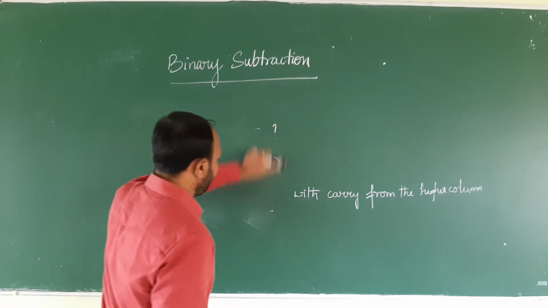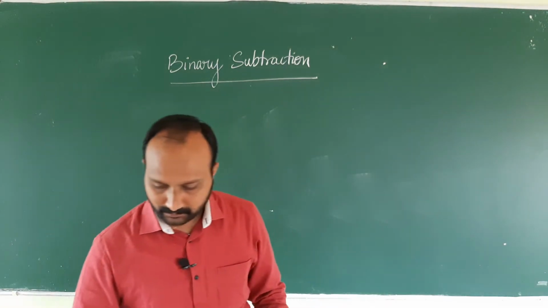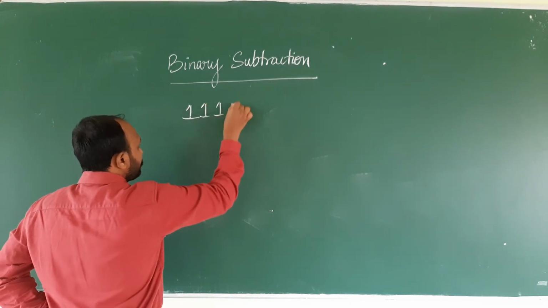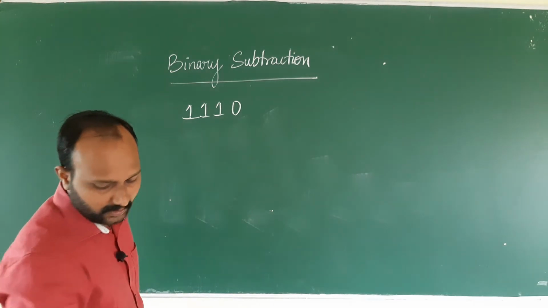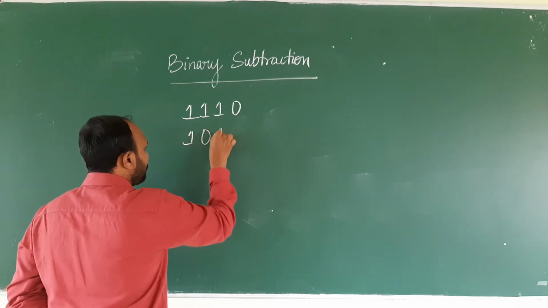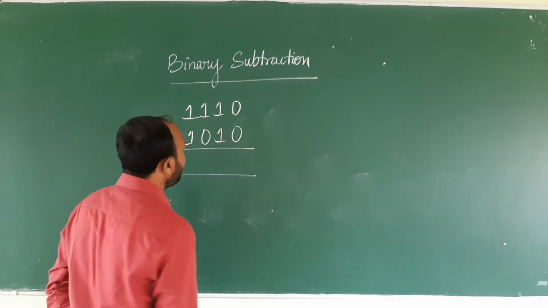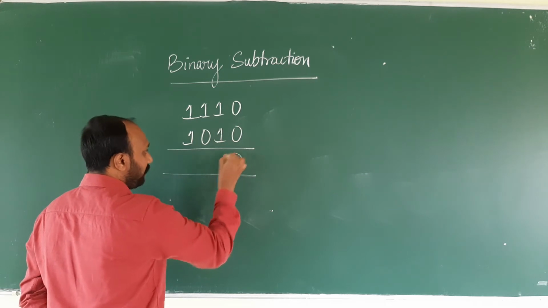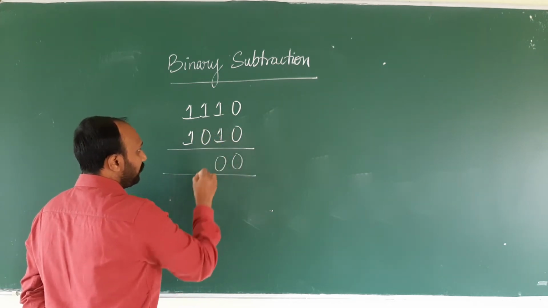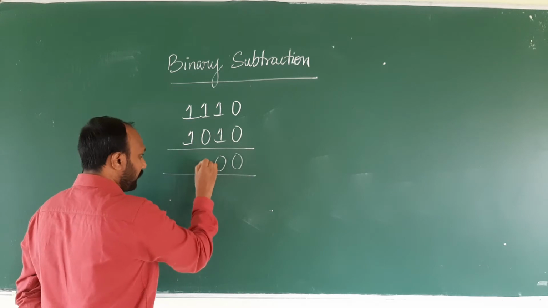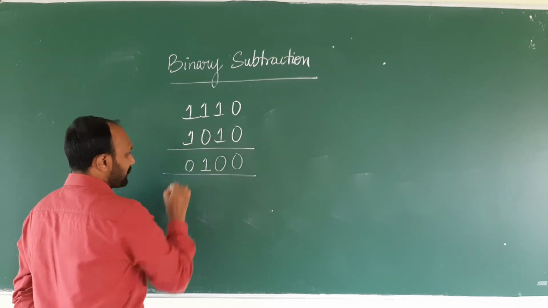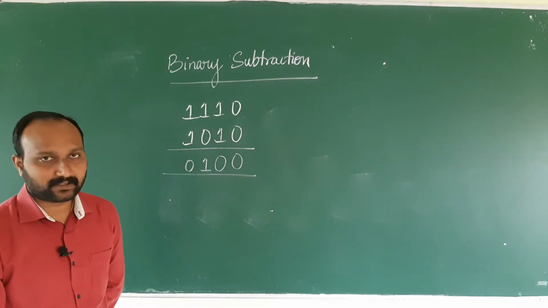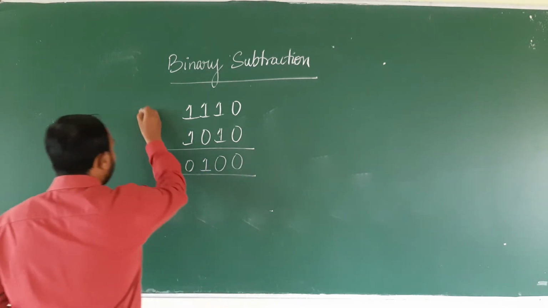So the first problem is, let us subtract 1110. So you need to perform binary subtraction. So the rule says that 0 minus 0 is 0, 1 minus 1 is 0, 1 minus 0 is 1, and again 1 minus 1 is 0. Okay, so now we have performed binary subtraction. Okay, next, so this is the first problem.